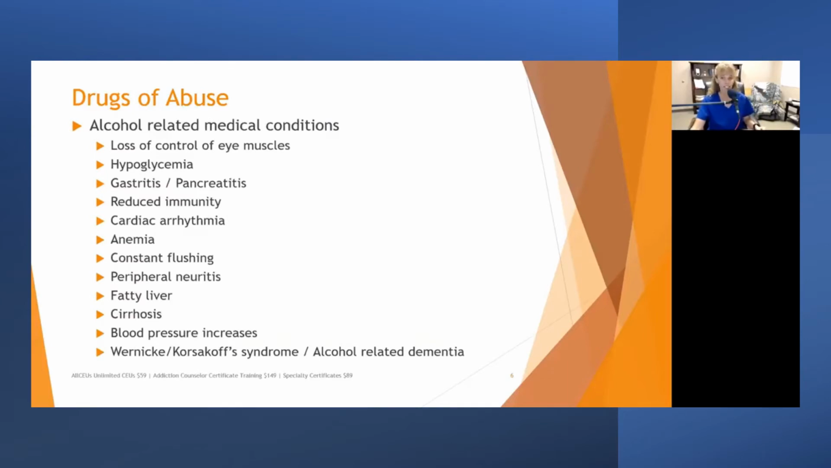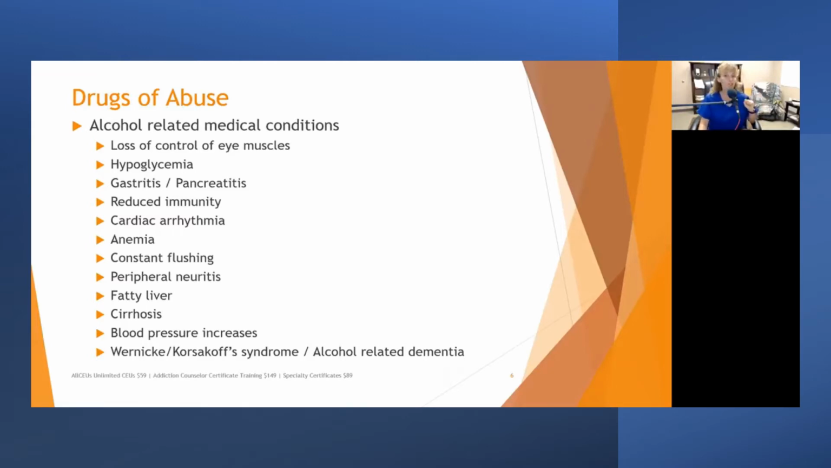Alcohol-related medical conditions: loss of control of eye muscles, or nystagmus, and people may be looking at you, especially if they're intoxicated, and their eyeballs are kind of darting back and forth. Hypoglycemia, so if somebody is diabetic, alcohol is really a dangerous thing because it's going to start messing with blood sugar. Gastritis and pancreatitis, it really starts upsetting the stomach and the pancreas, as well as the liver. All of those digestive organs get hit pretty hard with alcohol, and alcohol increases the risk of a lot of different cancers, including stomach and bladder cancer. But I digress.